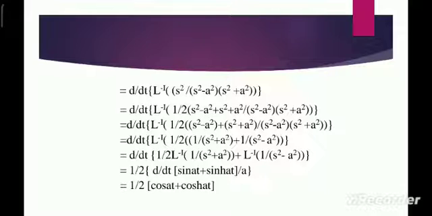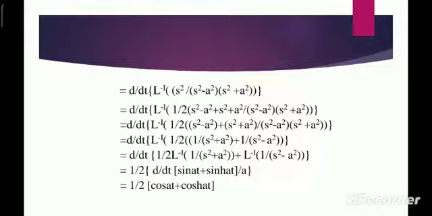This f of s alone can be written as 1 by 2 of s squared minus a squared plus s squared plus a squared, divided by s squared minus a squared into s squared plus a squared. That is equal to d by dt of L inverse of 1 by 2. You can group the term s squared minus a squared as one part, s squared plus a squared as another part, the whole thing divided by s squared minus a squared into s squared plus a squared. Then dividing the numerator by denominator, we get 1 by s squared plus a squared as the first term and 1 by s squared minus a squared as the second term.